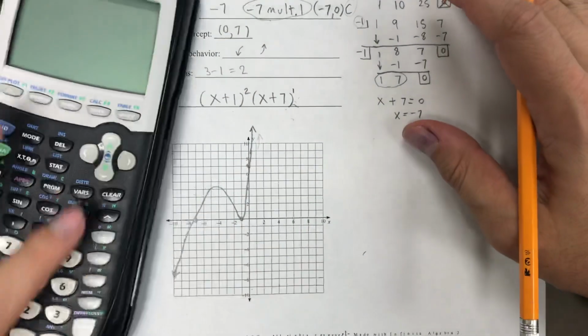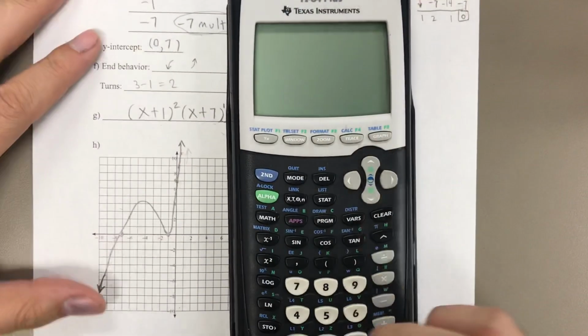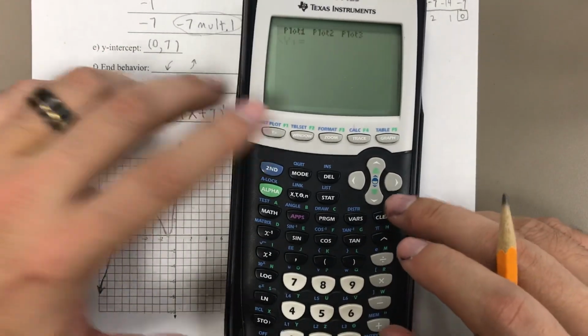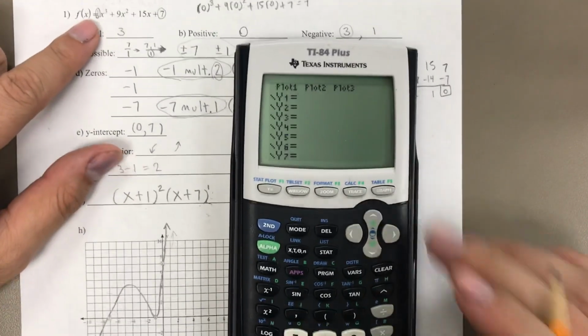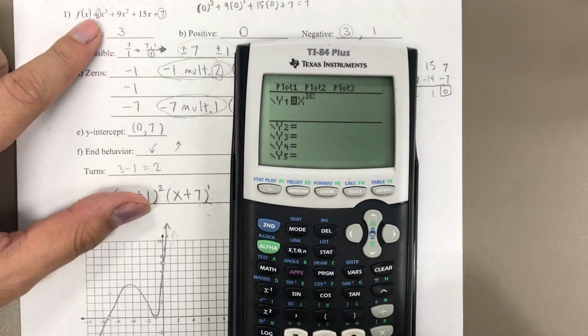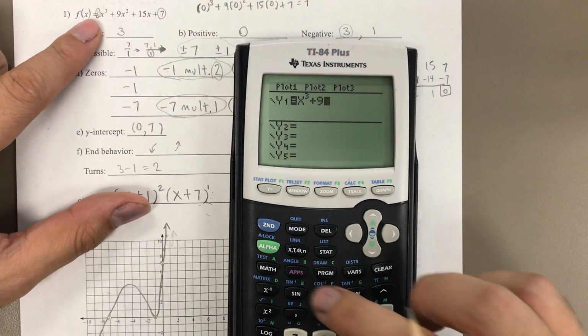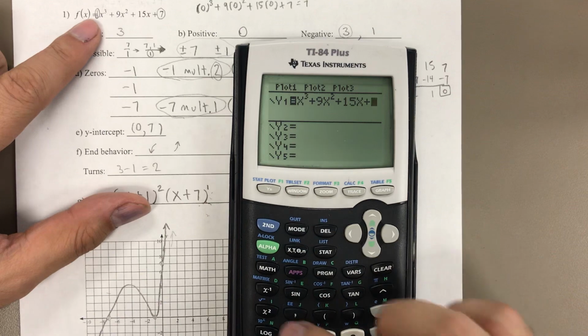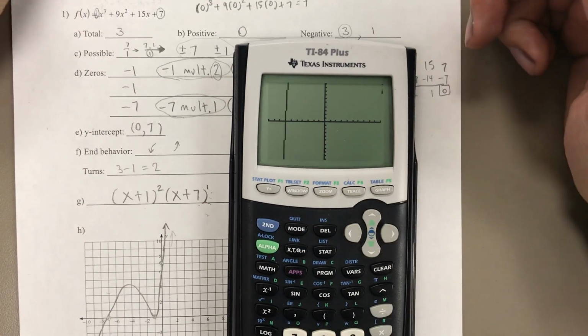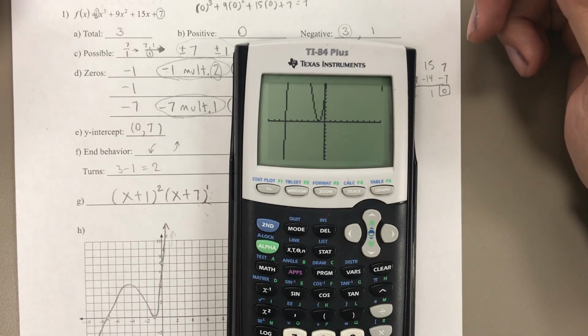And then, you can get a better idea of how the graph's going to look if you just graph it out. So if I graph it out on my calculator, let's see here. So x to the third plus 9x squared plus 15x plus 7. Okay, hit graph. And there's the same exact graph that I have.